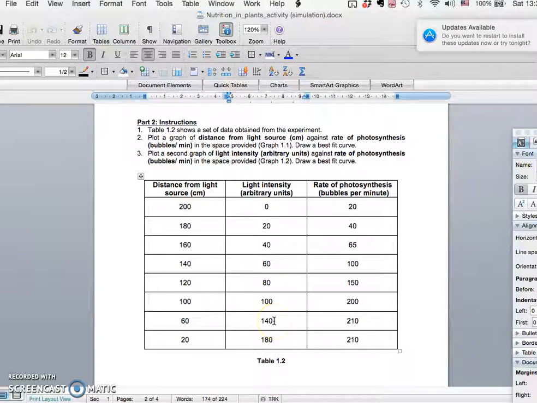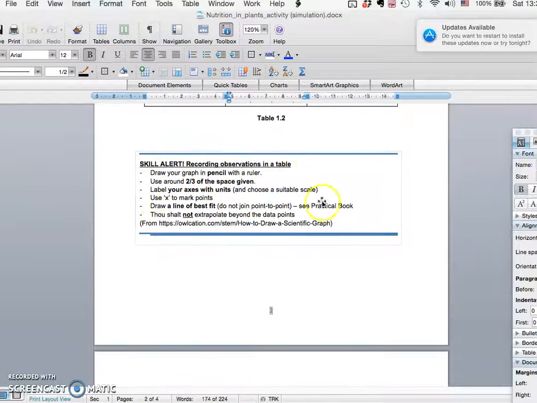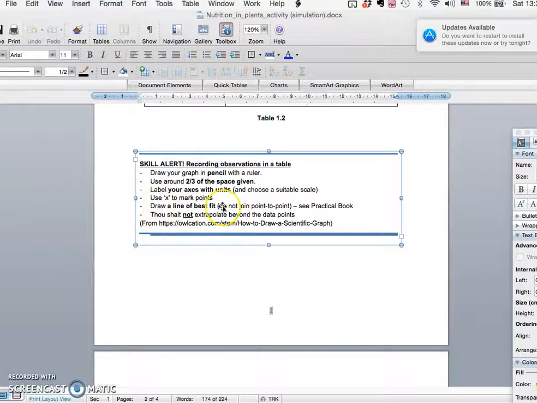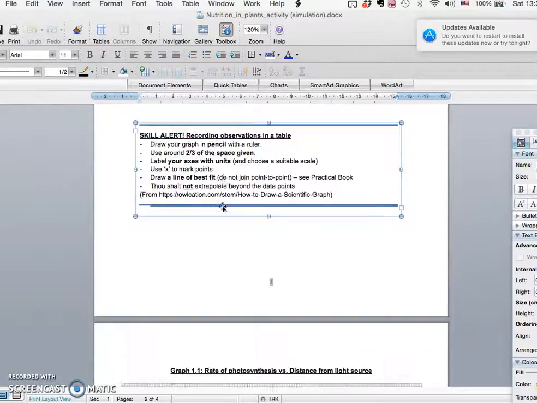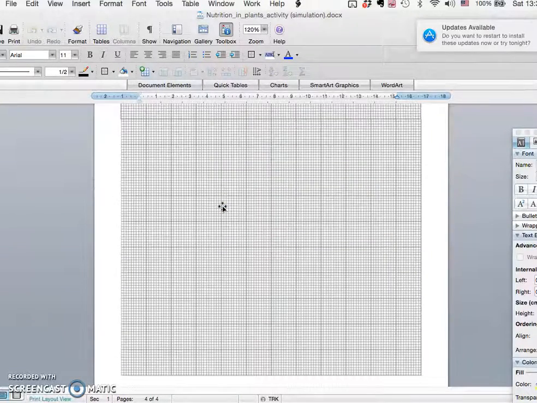But if you didn't catch any of that, don't worry. Just use the data to plot 2 graphs. The first graph is this against this. The second graph is light intensity against rate of photosynthesis. Have fun with the activity. Remember the skill alert on what's important in drawing your graph. I would like you to draw a line of best fit, a best fit line. Don't join point to point. Here's where I want you to plot the 2 graphs: first graph and then second graph.